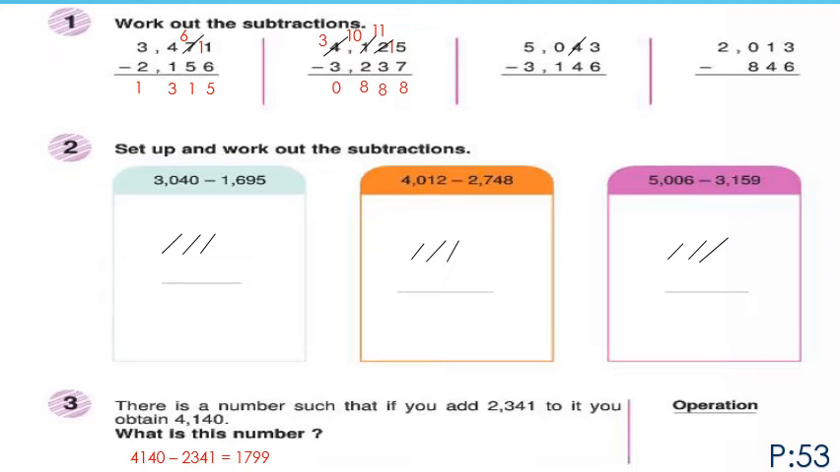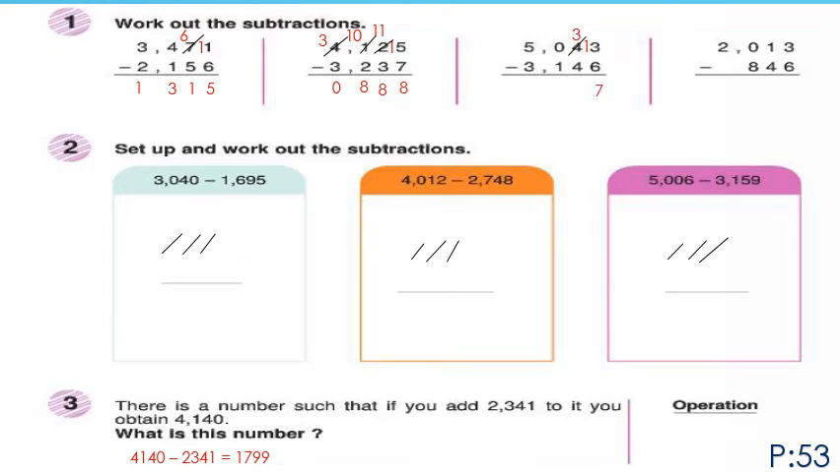The third example, we have 5,043 minus 3,146. Always start from the ones place value. 3 minus 6, we need to borrow, so we take a 10 from 4. So 4 becomes 3, and 3 in the ones place value becomes 13. 13 minus 6 will give us 7.